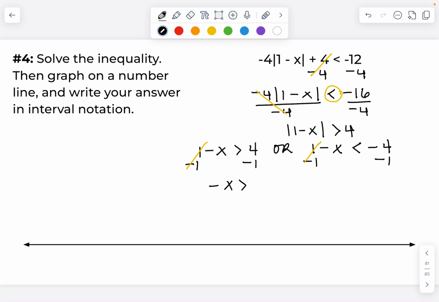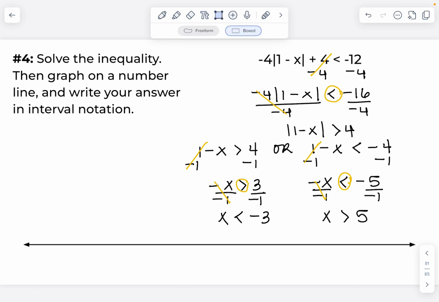So this becomes negative x is greater than 4 minus 1 is 3. Negative x is less than negative 4 minus 1 is negative 5. I need to divide both sides by negative 1. When I do that, I need to flip my inequality symbols. So I get x is less than negative 3, and I get x is greater than 5.